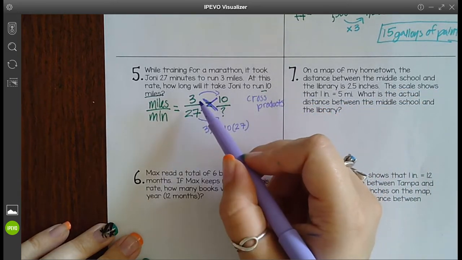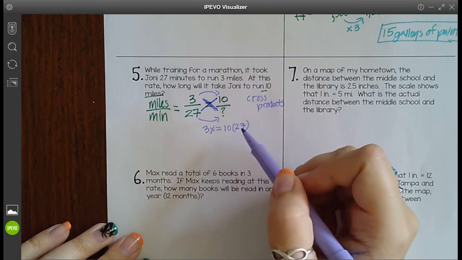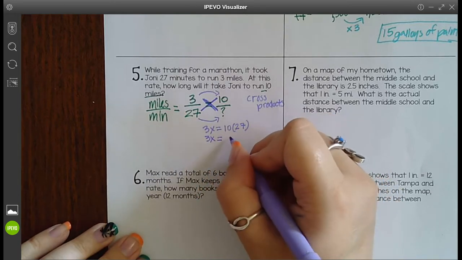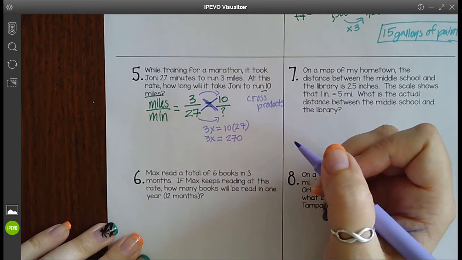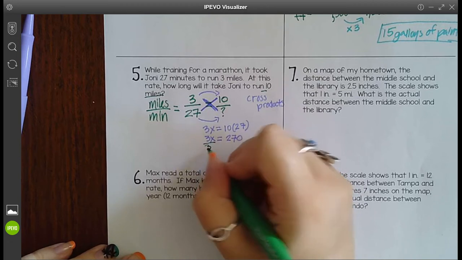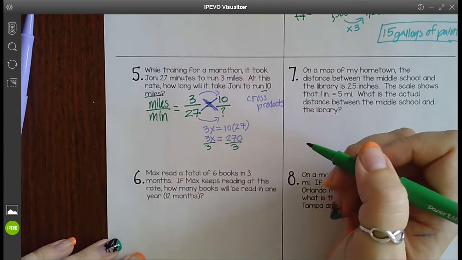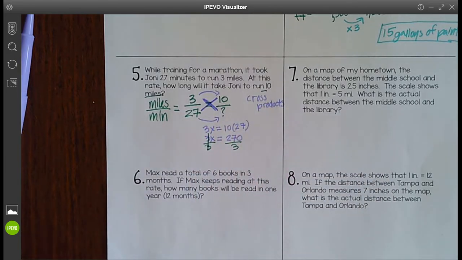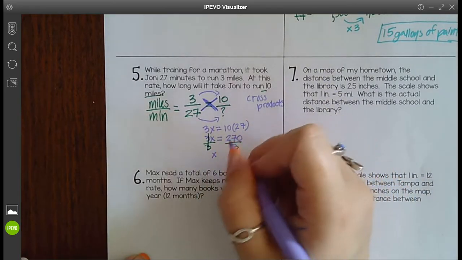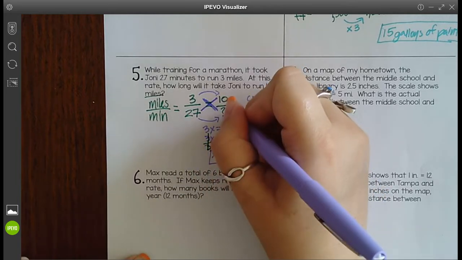Those are what's across from each other, 3 and the unknown, and when something's unknown, we represent it with an x, and 10 is across from 27, so 10 times 27. 3x can't simplify, but 10 times 27 can. 10 times 27 is 270. Now to get x by itself, it's saying 3 times what is 270. So if I divide by 3 on both sides, that will help me figure out how many times 3 goes into 270. The reason I do that is 3 divided by 3 is 1, right? You agree with that? And 1 times x is just x. So now I have 1x on this side, and 270 divided by 3 is 90. So this unknown right here is 90.